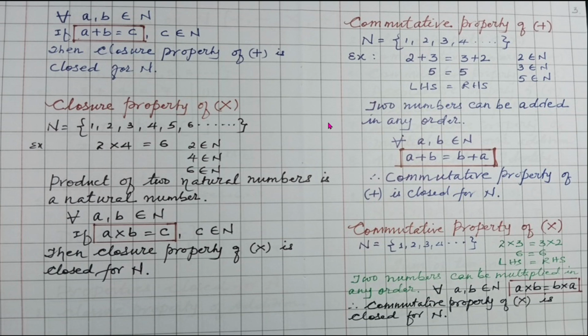The next property is the closure property of multiplication. For a set of natural numbers, if 2 and 4 are two natural numbers, when we multiply, we get 8.